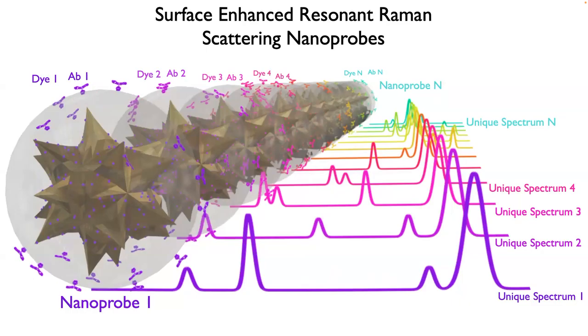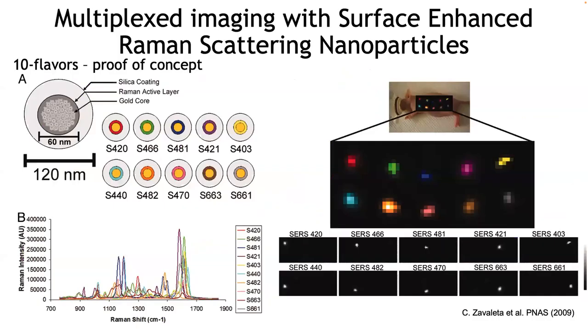This idea was not new. People knew that Raman imaging can do this. In fact, there was this paper from 2009 published by Cristina Zavaleta. What they did there, they had 10 different nanoparticles, each one with a different Raman reporter. And each one has a different spectrum, obviously. They injected this under the skin of a mouse, imaged the mouse, and lo and behold, there are these different images. So we can image these nanoparticles in living mice, and we can differentiate them.